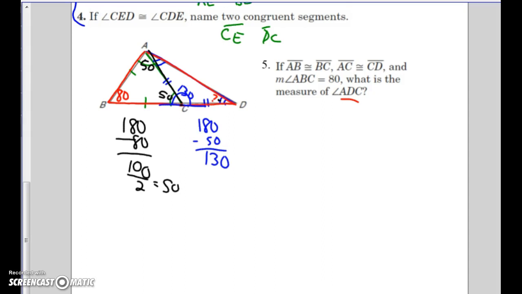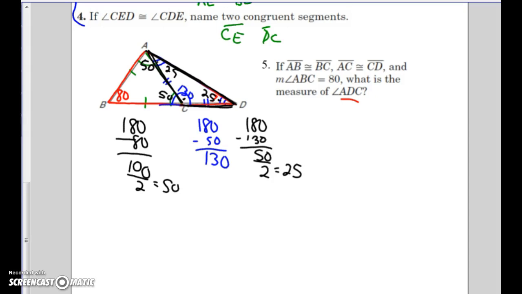Now I have this other triangle, correct? How big is the triangle? 180. And I know that this one right here now is 130, which leaves me with 50. And what do I know about those two angles? If I cut them in half, then I get 25. See how if I didn't put those marks, I wouldn't have been able to solve this, would I?